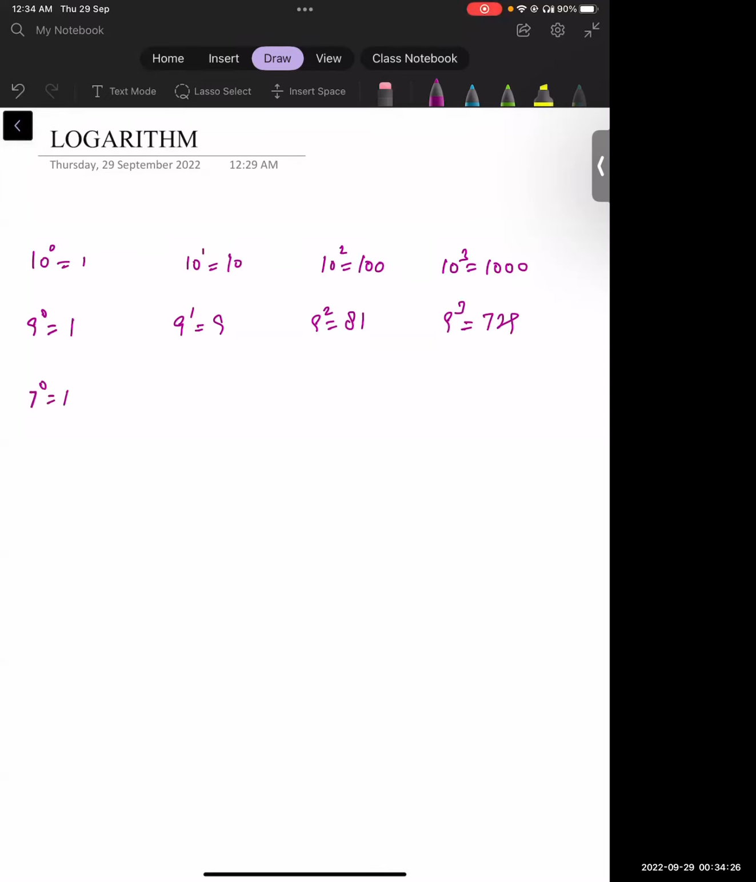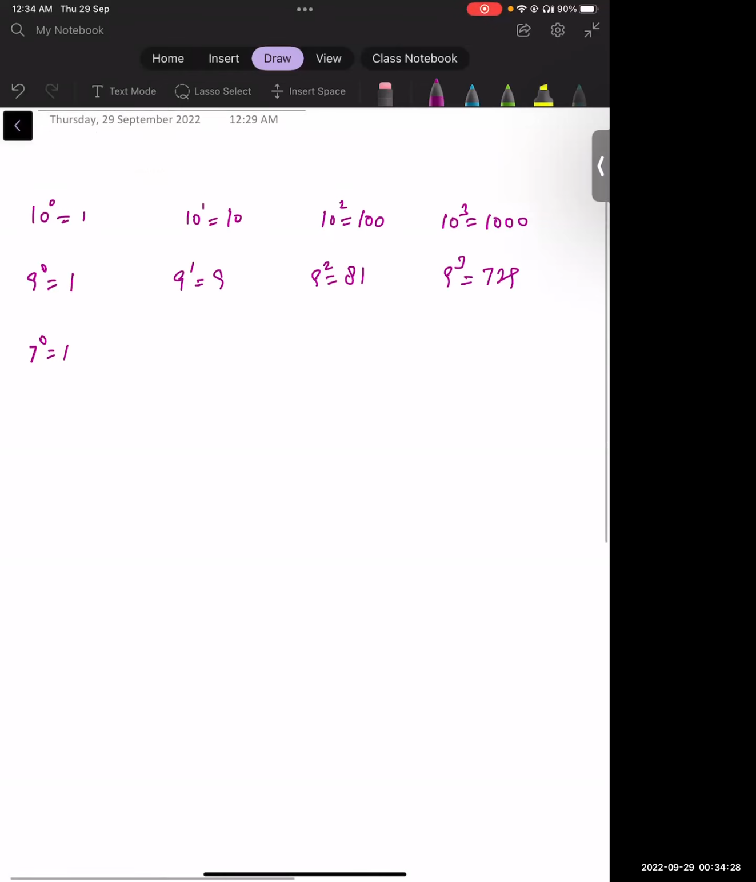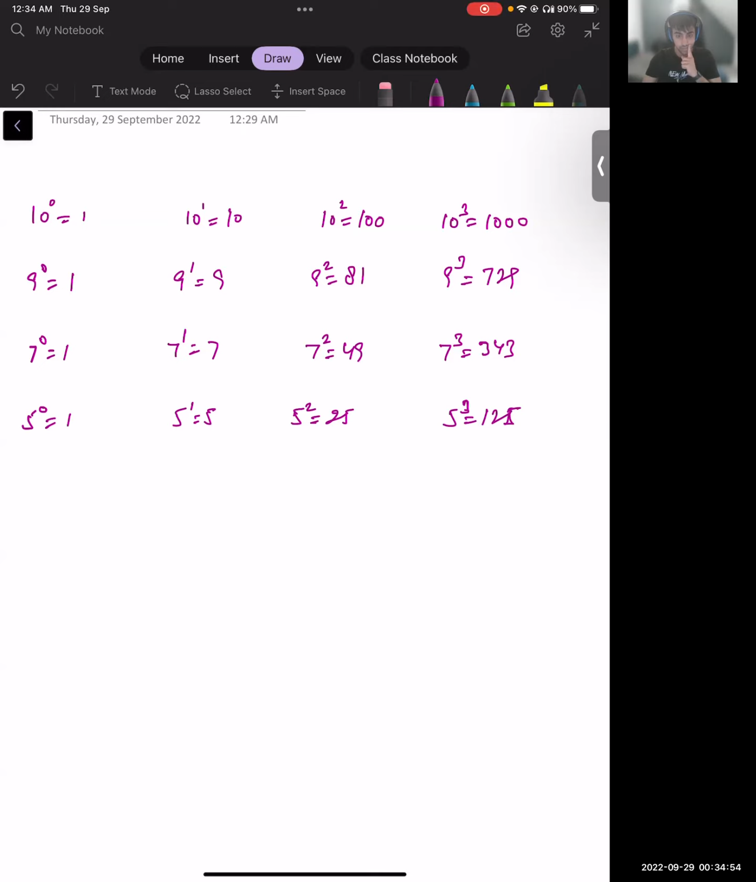Similarly, 7 to the power 0 is 1. 7 to the power 1 is 7. 7 to the power 2 is 49. 7 to the power 3 is 343. 5 to the power 0 is 1. 5 to the power 2 is 25. Okay. Is everything okay in this? No mistake at all?